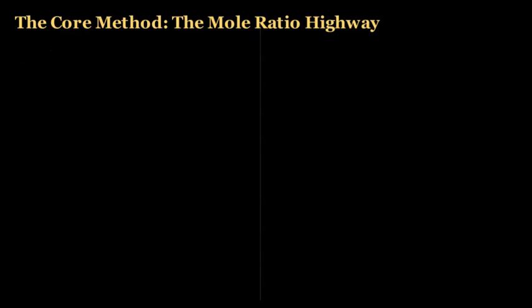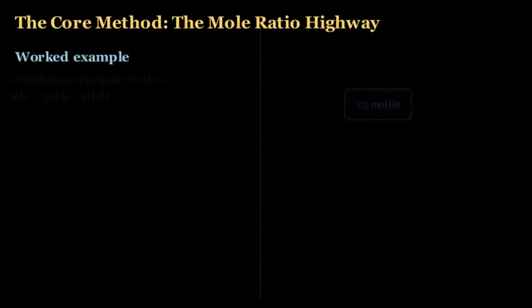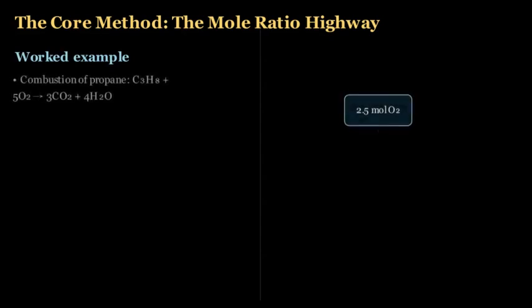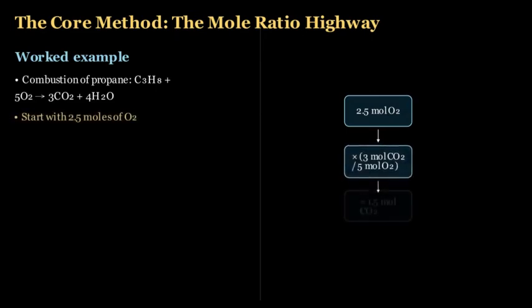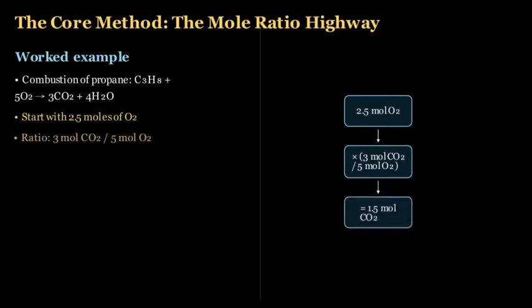Let's put this into practice with the combustion of propane. The balanced equation is 1 mole of propane reacts with 5 moles of oxygen to produce 3 moles of carbon dioxide and 4 moles of water. Suppose we start with 2.5 moles of oxygen and want to know how much carbon dioxide is made.